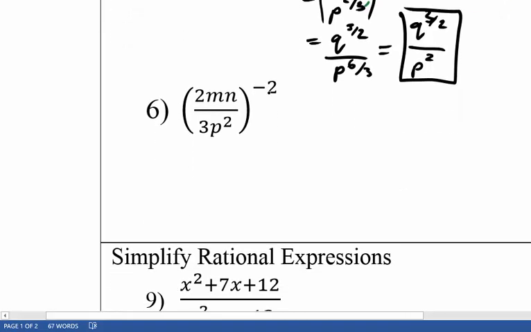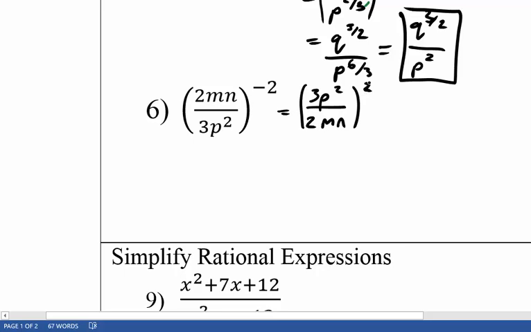So next one is to the power of -2. I immediately see that and know I need to flip it. Okay, in this case here I can just flip it. There's not over 1 or anything, so I just flip it upside down. So that equals 3p squared all over 2mn, and that becomes a positive 2. Okay, so that makes it a lot simpler.